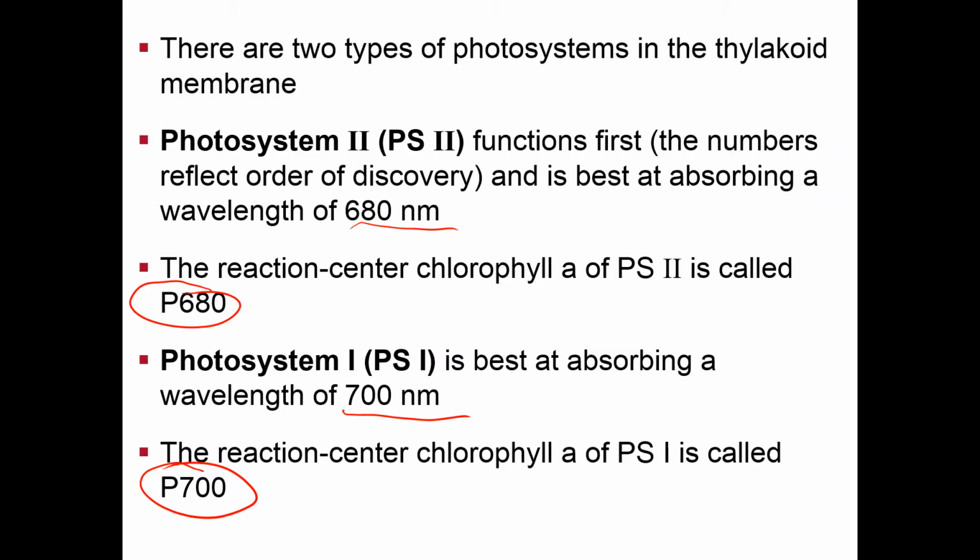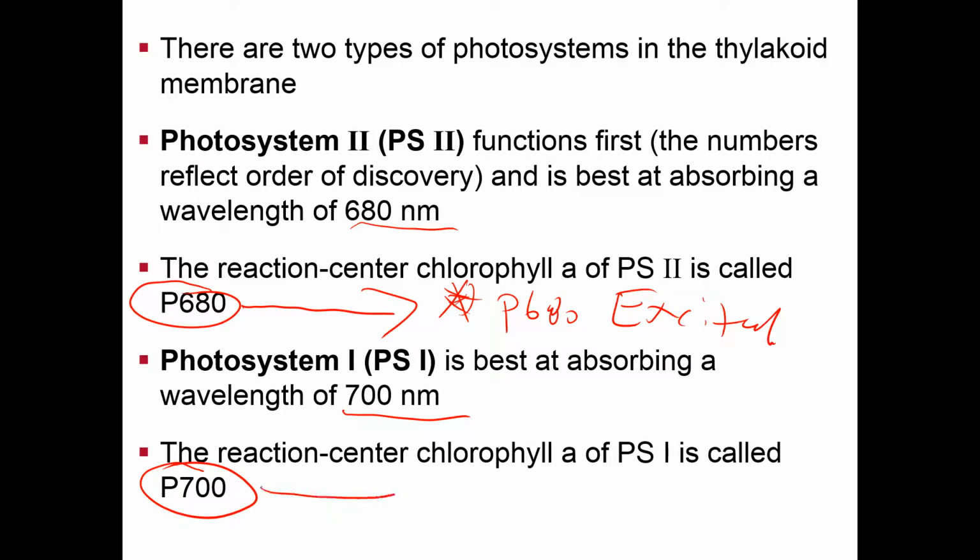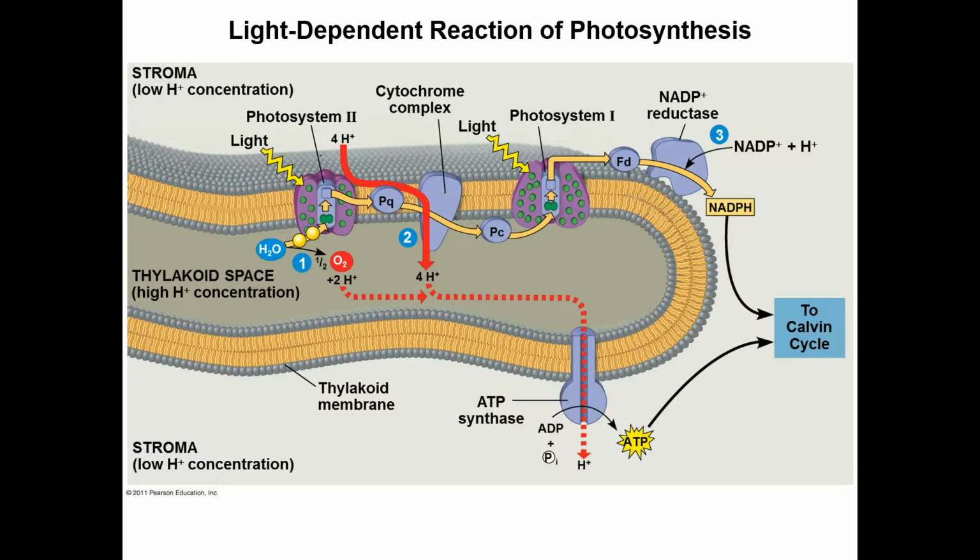Alright, so when these particular reaction centers are excited, P680, when it's excited, we'll just star it. Same thing for P700. It accepts electrons and gets starred. It's excited. So this gives you a nice overview of the light-dependent reaction. It allows you to see the big picture.